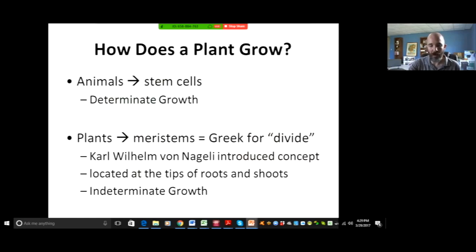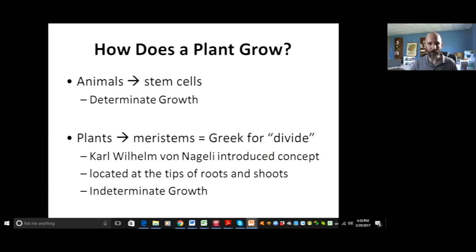So let's talk about how plants grow. Animals, you may have heard the term stem cells. They have a determinate growth. You may have heard that term talking about tomatoes. There's some tomato species that are determinate, meaning they grow to a bush and they stop. Same with beans, bush beans, for example, versus pole beans or indeterminate tomatoes that would grow as long as you let them, essentially. So plants, again, this is never a black and white scenario.